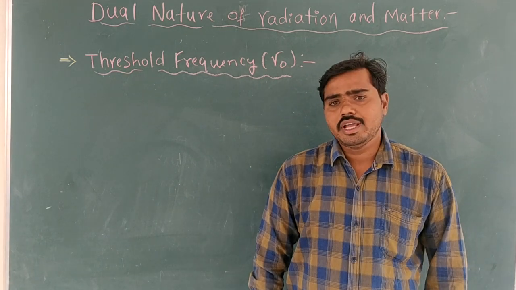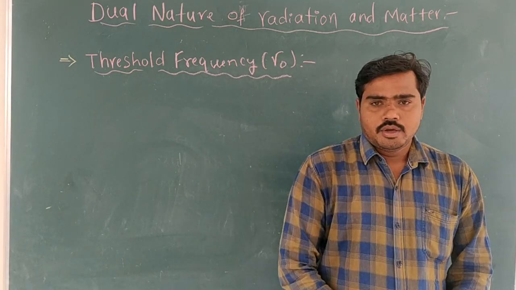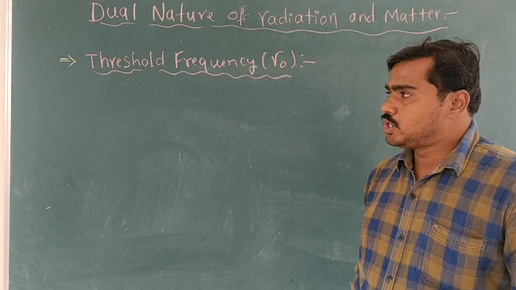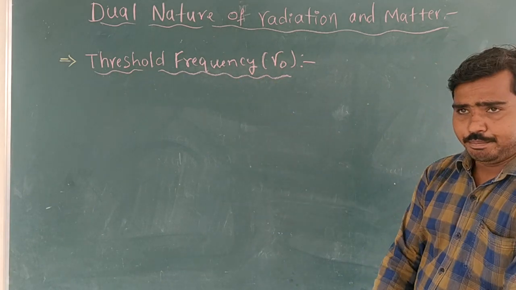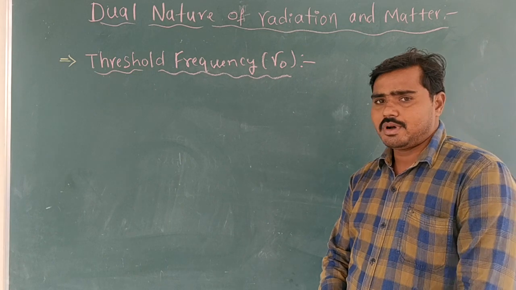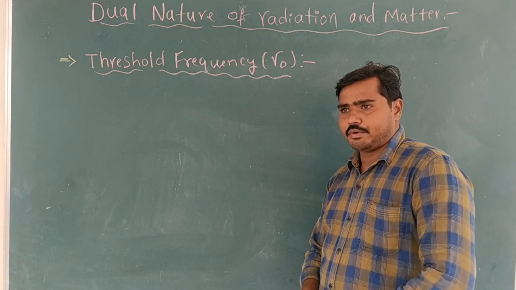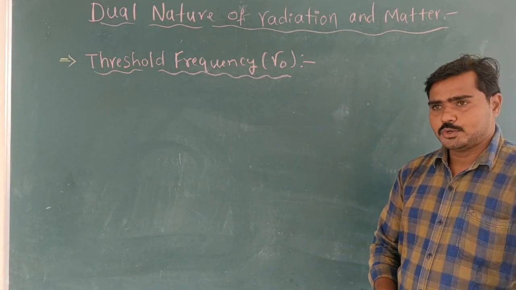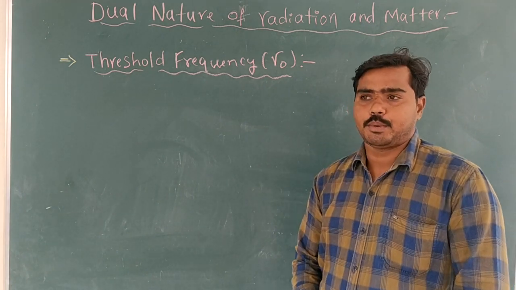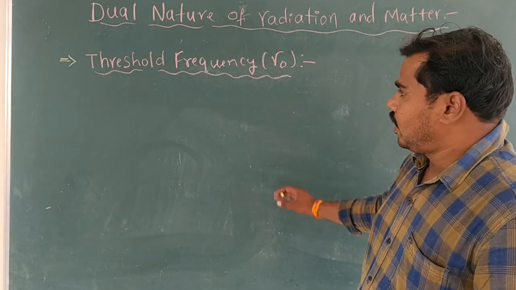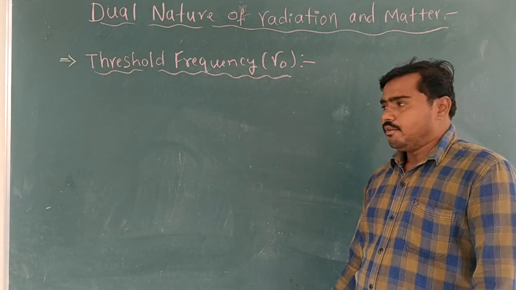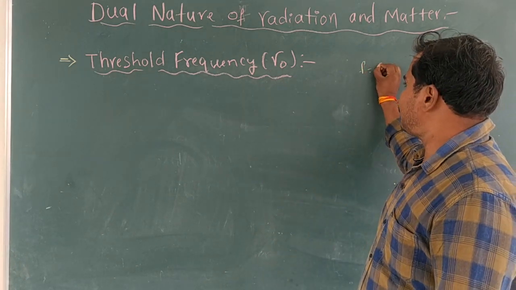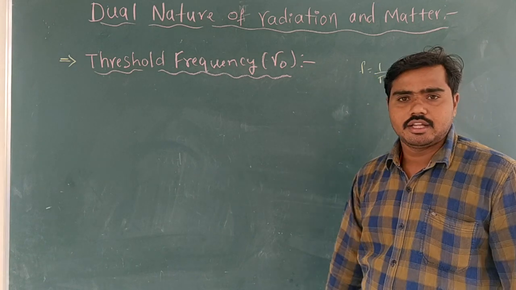In today's class we are discussing threshold frequency. It is very important for 2 marks. Threshold frequency, threshold wavelength, and the stopping potential. Dear students, first the meaning of frequency: frequency f is equal to 1 by T.